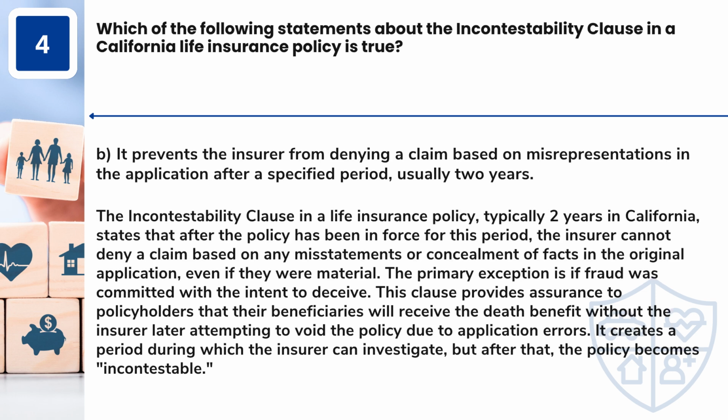Answer: B. It prevents the insurer from denying a claim based on misrepresentations in the application after a specified period, usually 2 years. The incontestability clause in a life insurance policy, typically 2 years in California, states that after the policy has been in force for this period, the insurer cannot deny a claim based on any misstatements or concealment of facts in the original application, even if they were material.